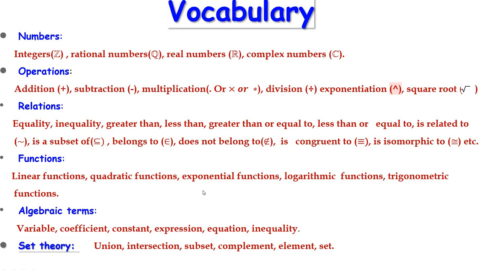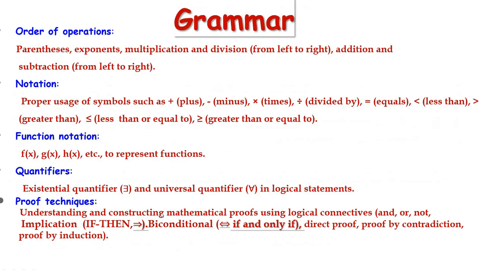And linear function, quadratic function, exponential, logarithmic, and trigonometric functions, you have already come across them in your lower classes. Variable, coefficient, constant, expression, equation, and inequality, these algebraic terms also you would have come across already. Now, in set theory, mainly we have union, intersection, subset, complement, element, set. So these are some of the vocabulary that we need to have in case of set theory.